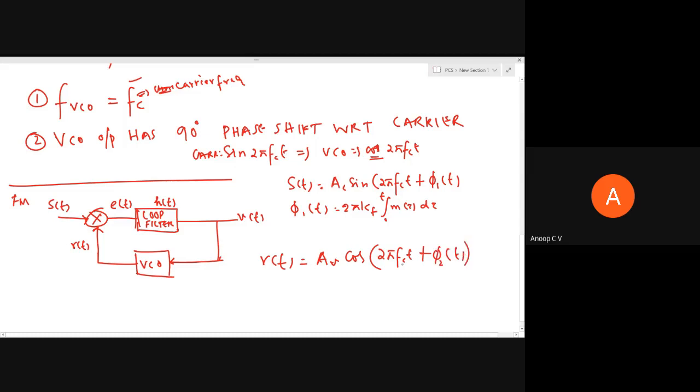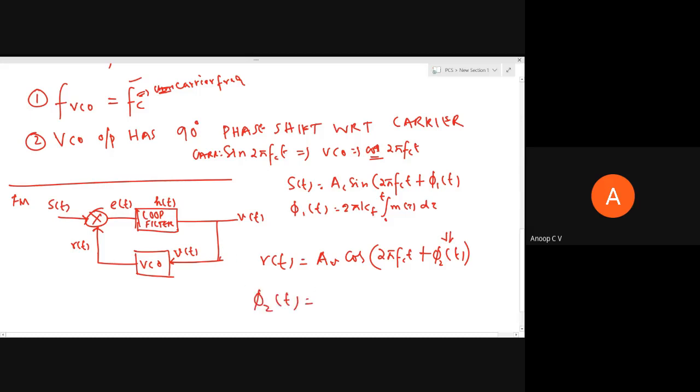So A_V cos(2π f_c t + φ2(t)). This φ2(t) should represent the dependence on V(t). This φ2(t) will change with respect to V(t), or the entire frequency of this should change with respect to V(t). So we can write φ2(t).